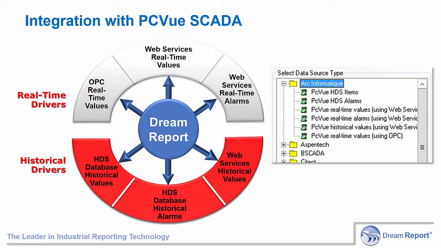For communication with historical data and alarms logged by PCVue, we also have three options. Using the Historical Data Server, or HDS Database Historical Values driver, we can connect to the local or remote SQL Server database where PCVue is configured to log its data values. Using the HDS Database Historical Alarms driver, we can connect to the SQL Server database where PCVue is configured to log its historical alarms. And finally, if PCVue Web Services is configured, we can access the historical data logs using the Dream Report Web Services Historical Values driver.